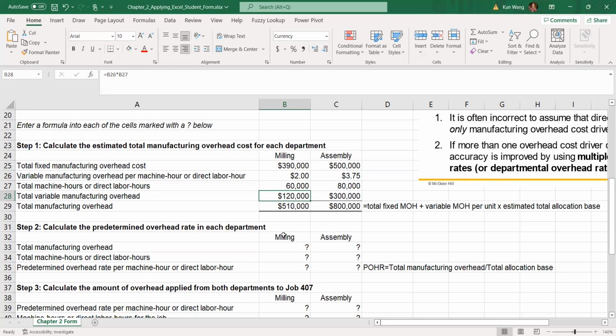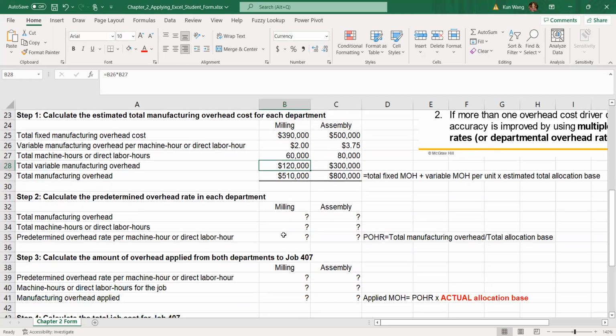So total manufacture overhead is the numerator for the formula. Okay, we are done. And then step 2, calculate the predetermined overhead rate, the POHR. For this one, we need the numerator, which we already did here. And then the denominator, which is the machine hour or the labor hour for the two departments. Then divide the numerator by the denominator, we will get the rate.